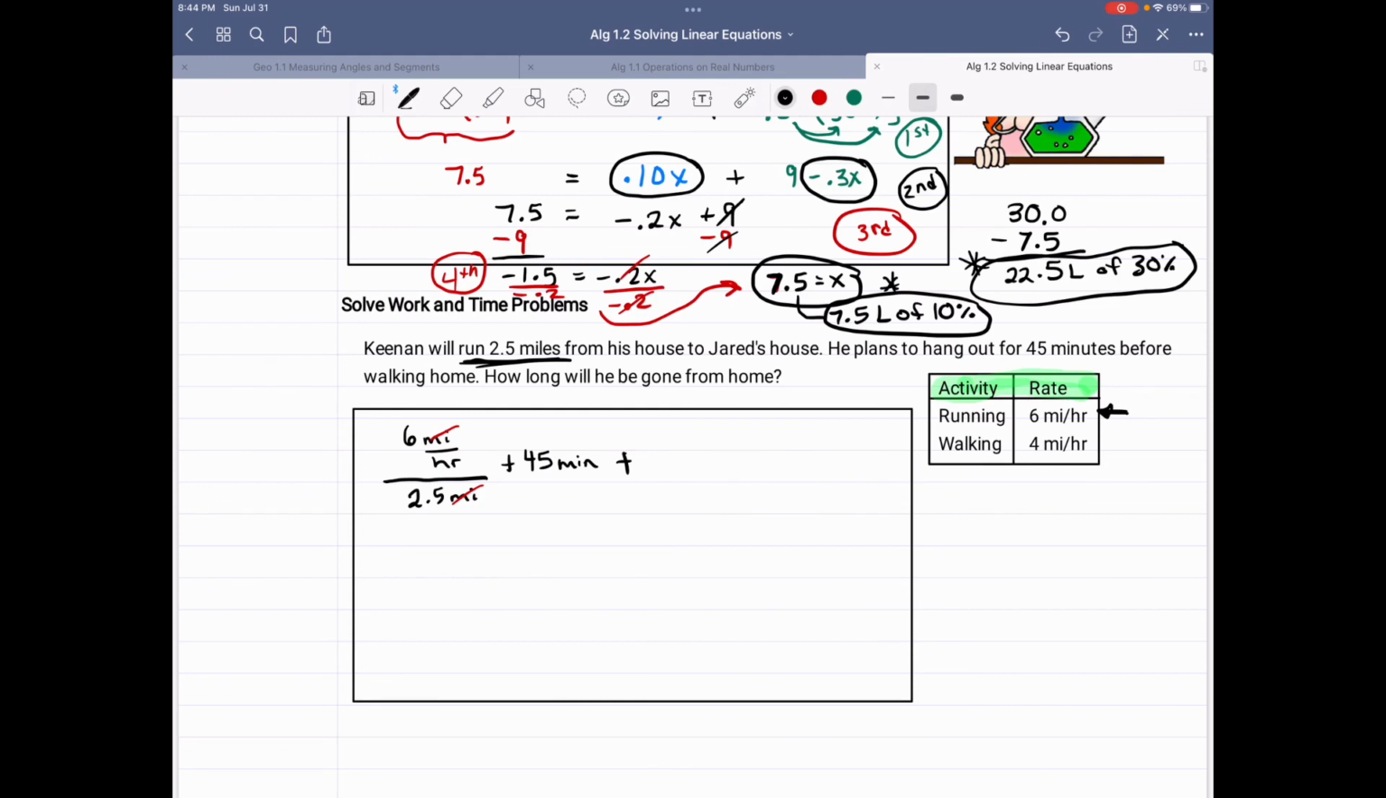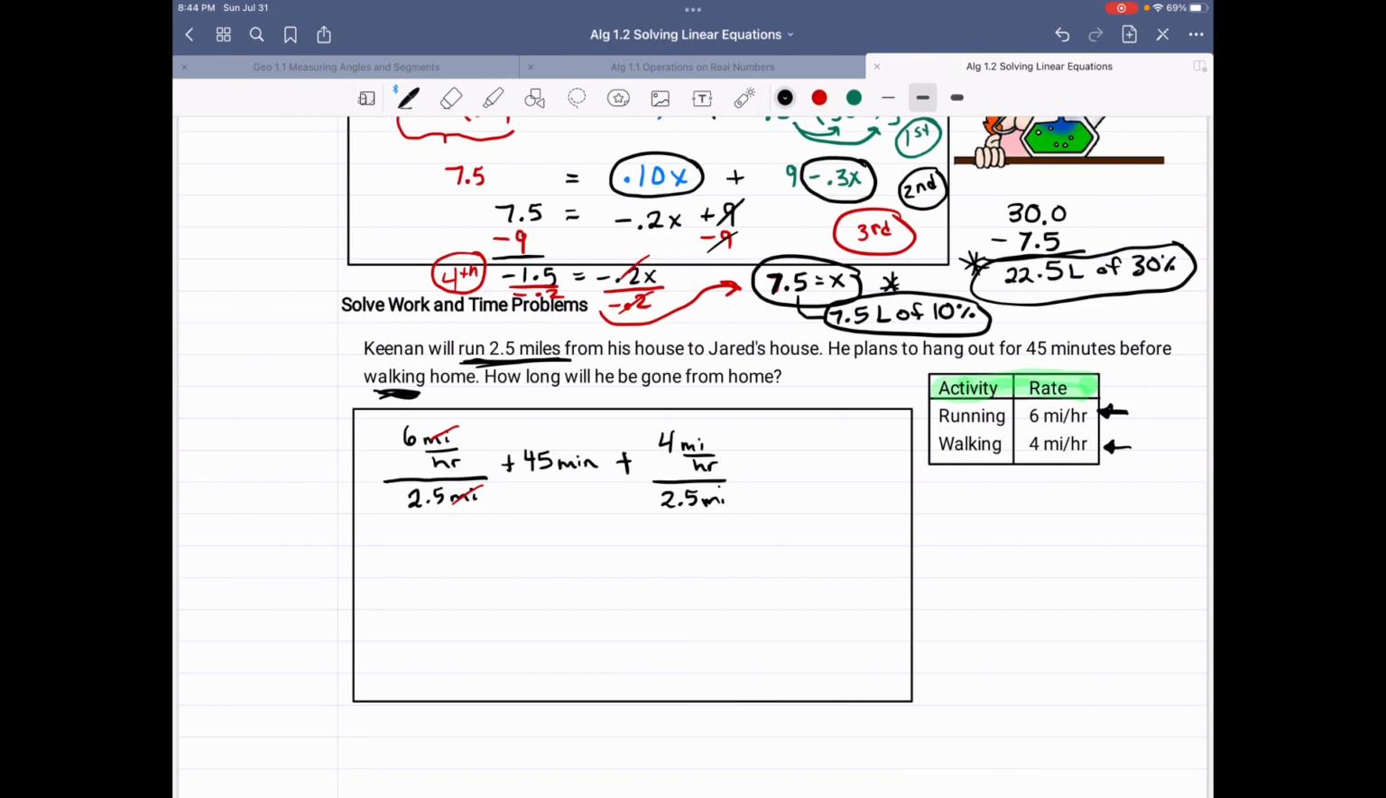That's what it says in the problem. He walks home, and walking is 4 miles per hour. So 4 miles per hour divided by, how far is it? It's the same distance back to his house, 2.5 miles. All right, now we need to do some calculations and take care of that minutes and put it into hours.